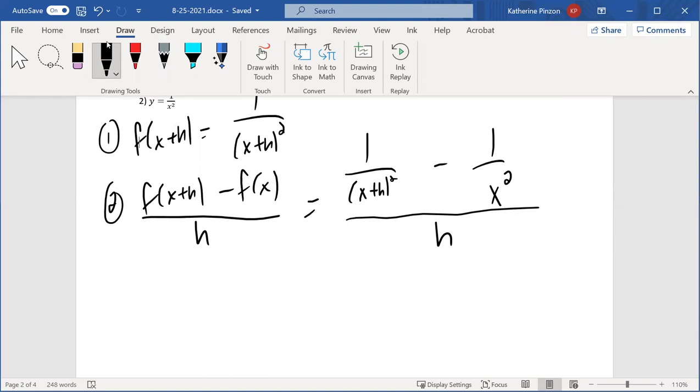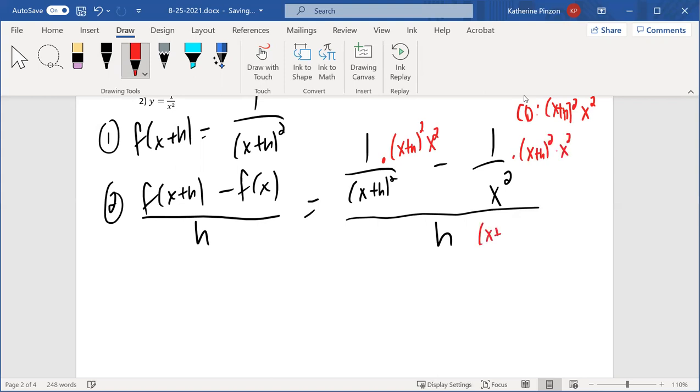So I'm going to combine the two fractions together. To combine two fractions, I need a common denominator. In this case, I'm going to make my common denominator x plus h squared times x squared. So I'm going to multiply every term by x plus h squared times x squared, including the denominator. Okay, I'm multiplying every term of my equation by that thing.